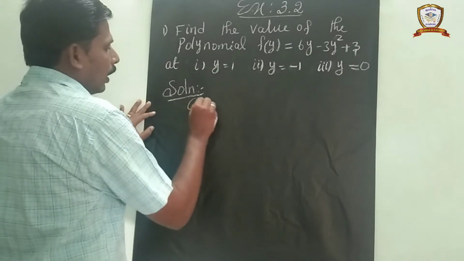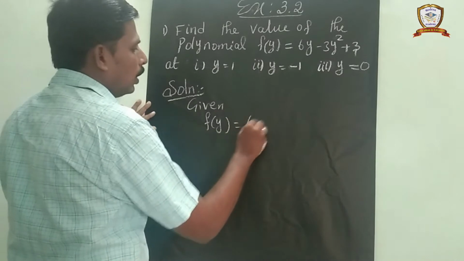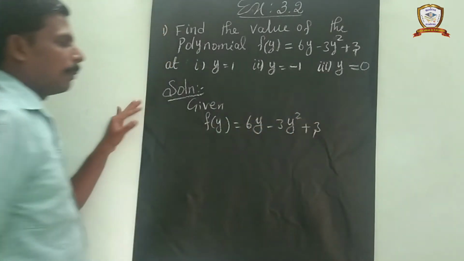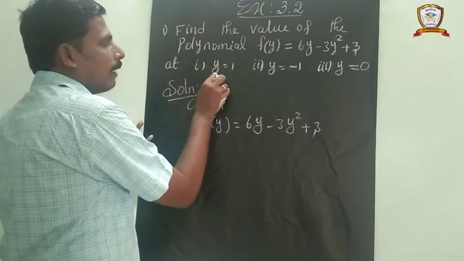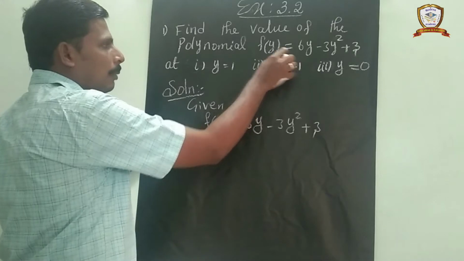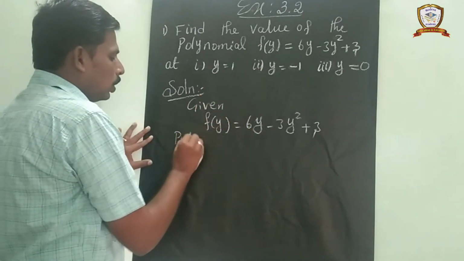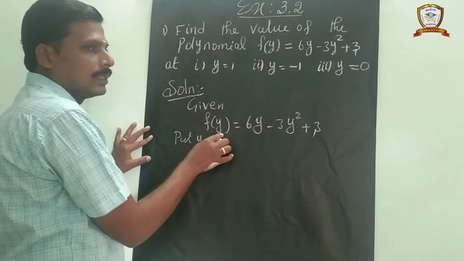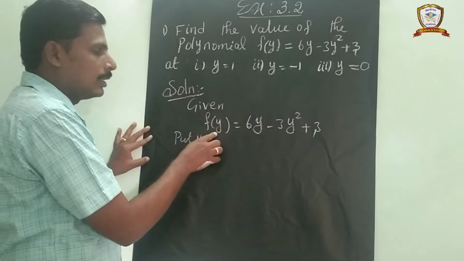Given. What is given? The polynomial is given: f of y is equal to 6y minus 3y squared plus 3. The first question is to find the value of this polynomial at y is equal to 1. So put y equal to 1 in this equation.